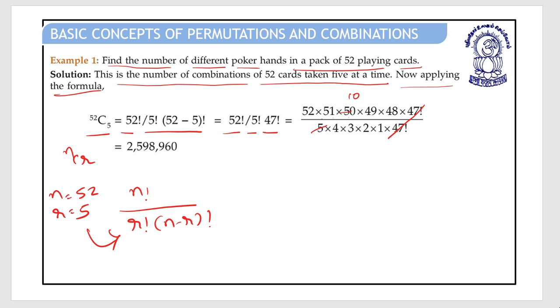5 tens are 50, 4 12s are 48... 3 2s are 6, 6 2s are 12. So 52 multiplied with 51 into 10 into 49 into 2. So you will get the answer 25,98,960.